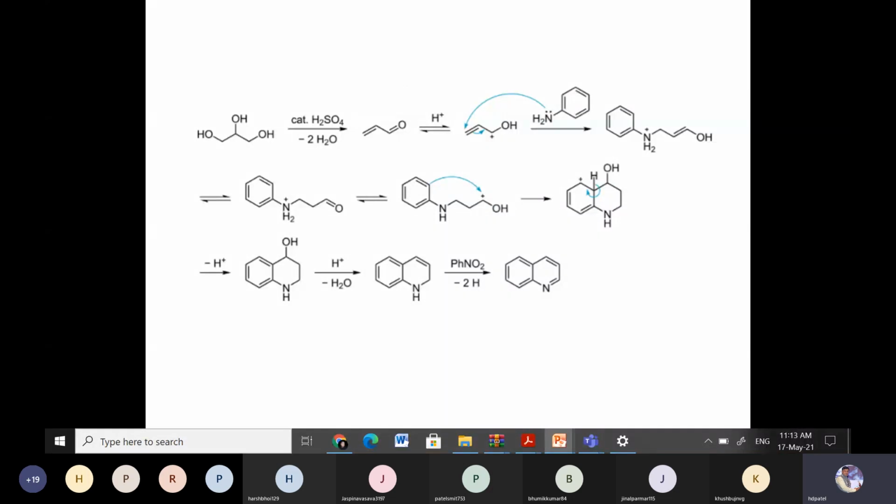We will get a solid product, a salt or complex of zinc will form, and that complex we have to filter out and collect as a solid, and then again add NaOH. When we add NaOH, the quinoline will separate out and the zinc salt will be converted into Zn(OH)2, which is water soluble. So in this way we can purify the product.